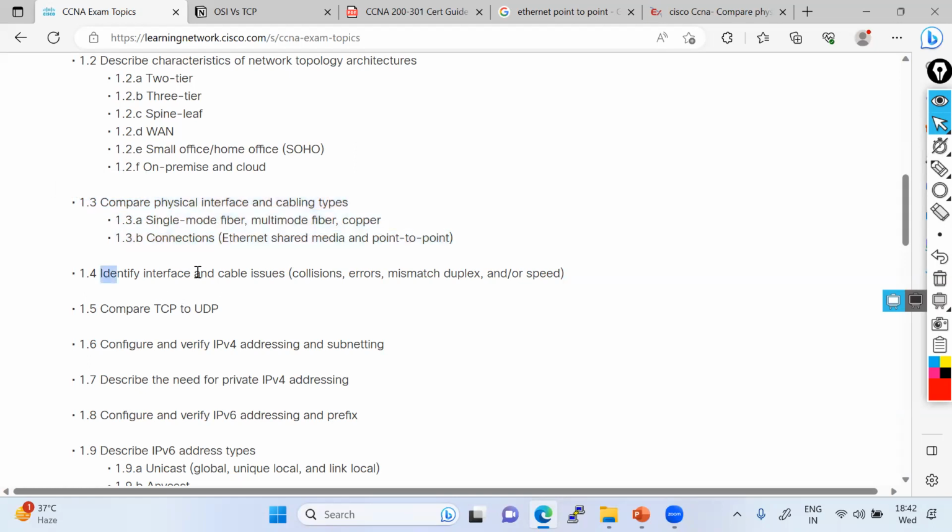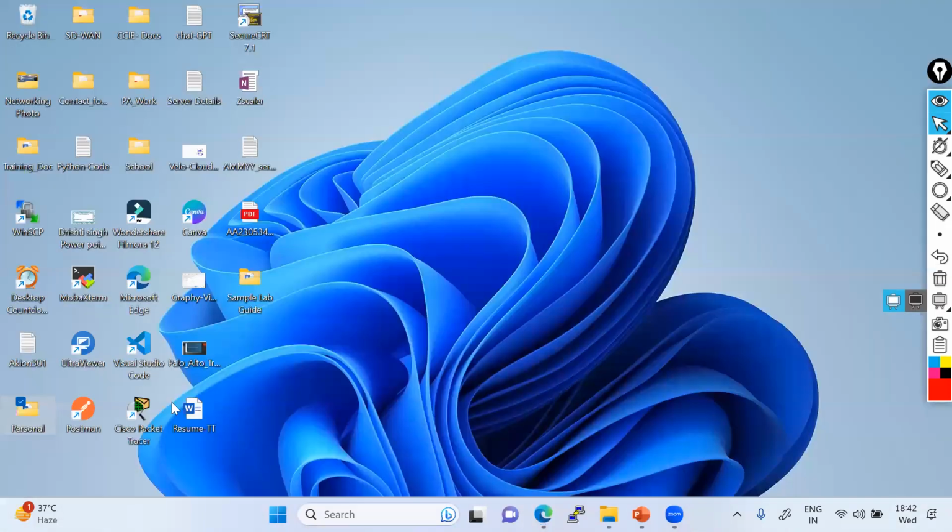Now we are left with identifying interface cable issues, right? What kind of cable issues can happen? So on every router, we could find different kinds of issues like collisions, errors, mismatch of duplex, speed. So if I am going on the router, right? Let me show you.